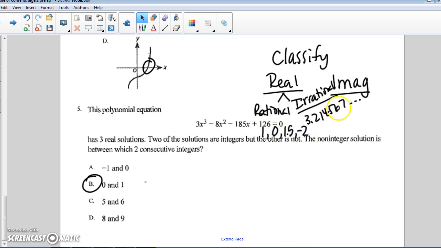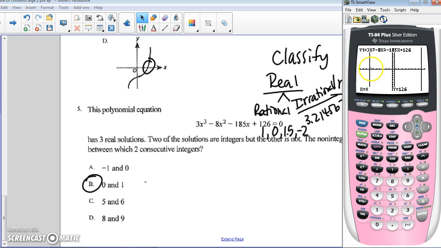So this kind of question could pop up also where it asks you to classify. Remember, imaginary you can't see on the graph, but real you can. So, for example, this is real and rational right here, because it's nice and pretty. This is real and rational right here. But this one would be real, because you can see it, but it would also be irrational because it falls between and it's not a nice number.